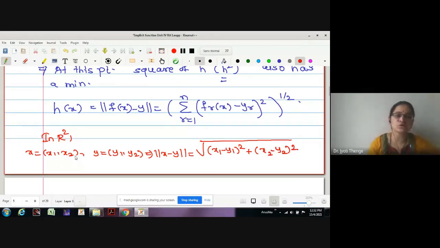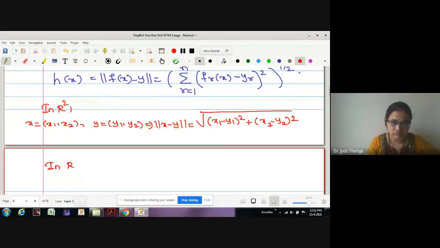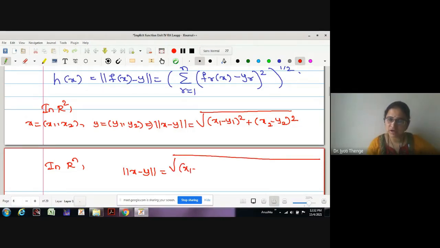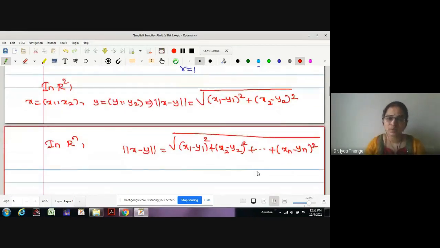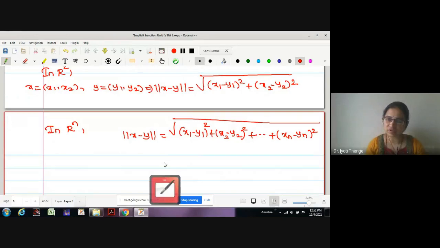And if we just extend it to an Rn space, what will be the formula? Under root (x1 minus y1) bracket square plus (x2 minus y2) bracket square, and so on, (xn minus yn) bracket square. Correct, no? Now how can I write this in terms of summation? This is a summation, no? Finally, the sum of squares of the differences of the coordinates, right?